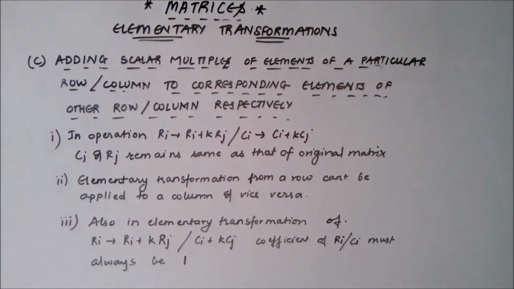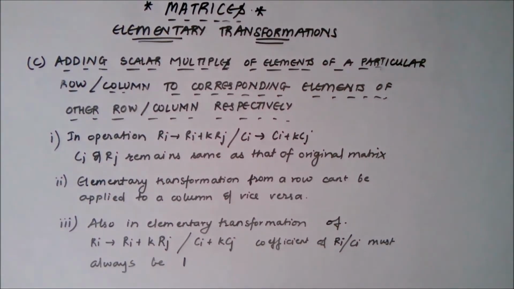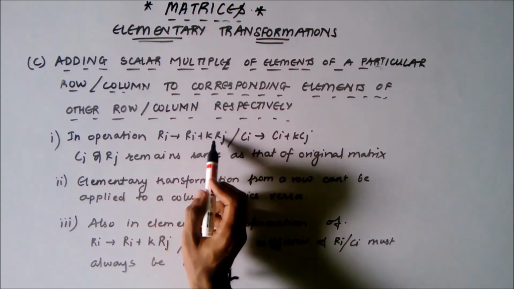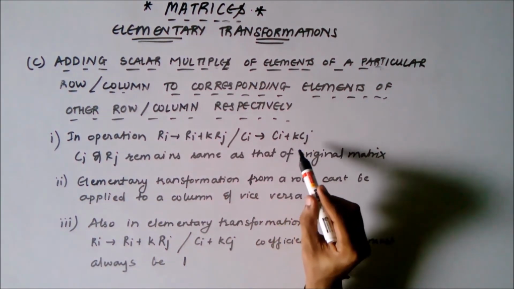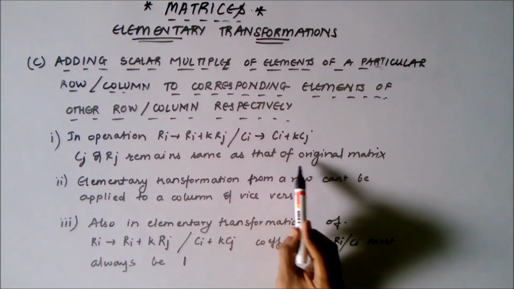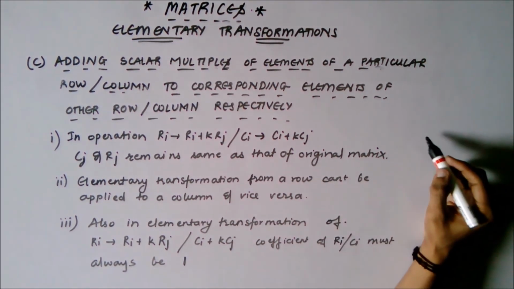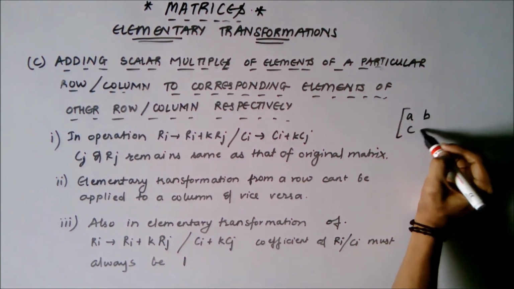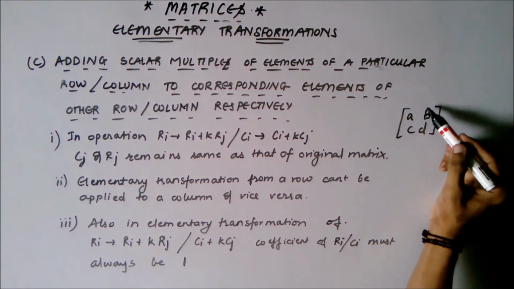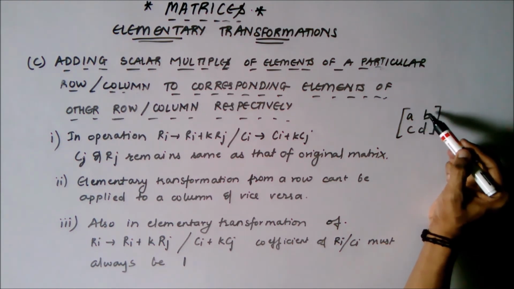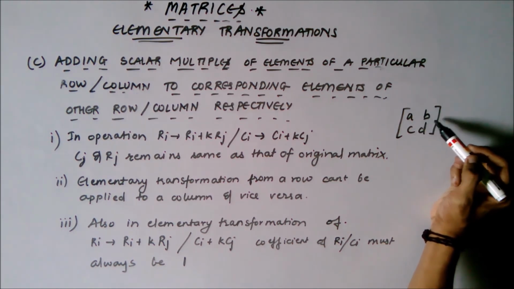Here are some important points that we need to keep in mind for this third type of elementary transformation. The first point is, in the operation Ri which gets transformed to Ri plus K Rj, or Ci which gets transformed to Ci plus K Cj, the terms Cj and Rj remain the same as in the original matrix. That is, if there is a matrix [A, B; C, D], and as said earlier, if we want to add the scalar multiples of this to Ri, the effect only gets to Ri, whereas R2 remains the same.